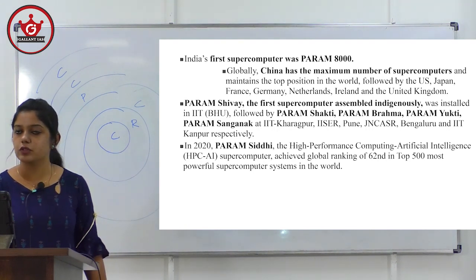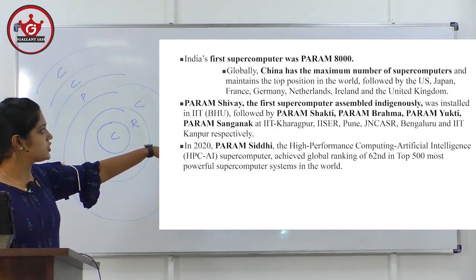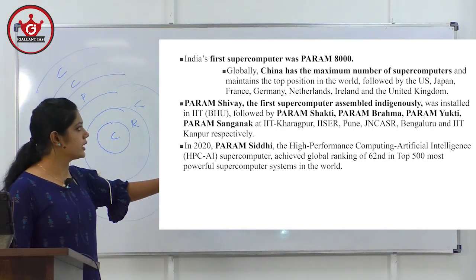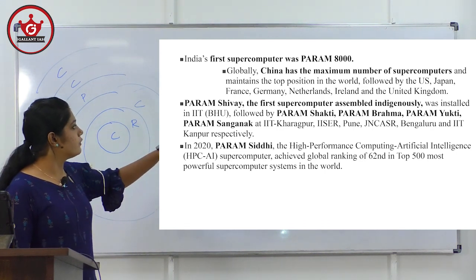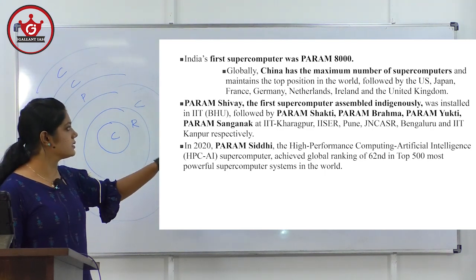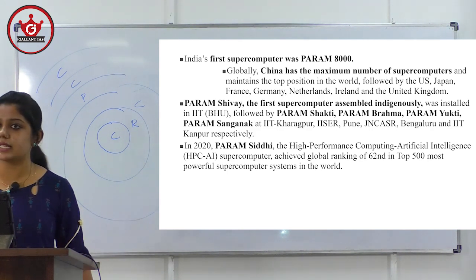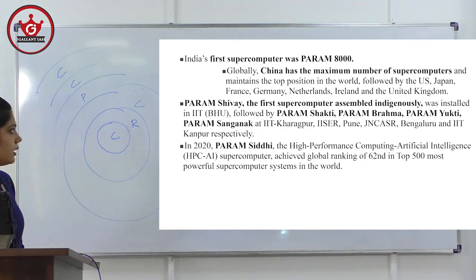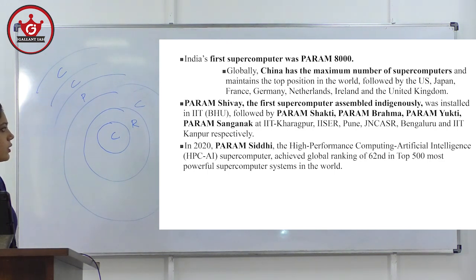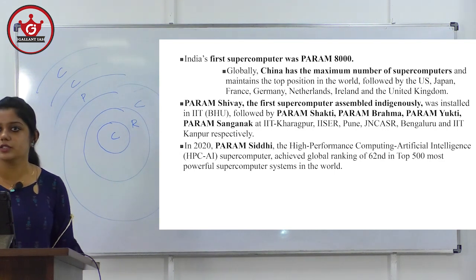We have the first supercomputer called Param. Param stands for supercomputers. Param 8000 was the first supercomputer. China has the maximum number of supercomputers. Param Shivay was the first supercomputer assembled indigenously, followed by Param Shakti, Param Brahma, Param Yukti, Param Sanganak. All these are supercomputers. Now, recently, Param Ganga is also there, and in 2020 Param Siddhi, a High Performance Computing Artificial Intelligence system, was also in news. All these Param systems come under supercomputers.